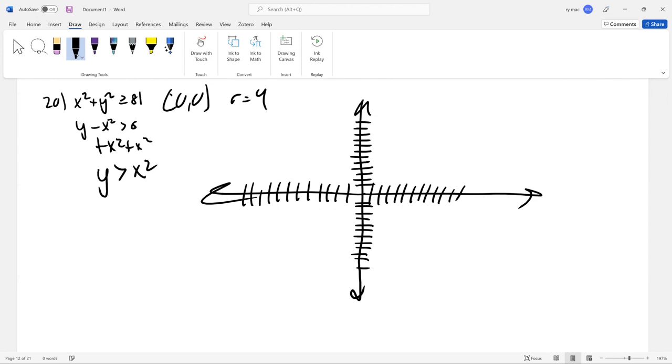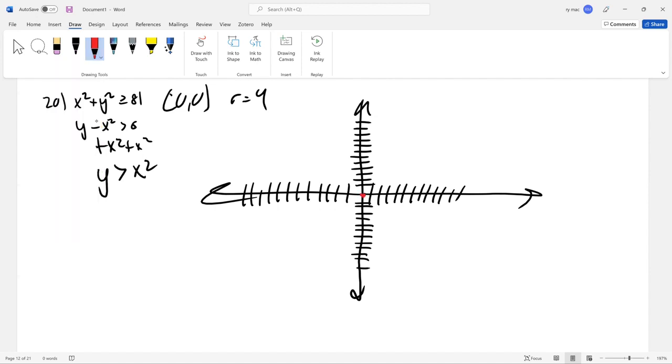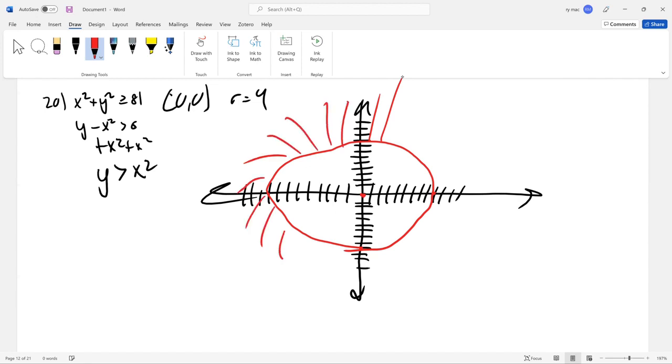So the first one I'll do is my circle. It's at 0, 0, so I can put that one. But then I'll have to go out 9 sides. This is not going to be a pretty circle. And then since it's greater than this circle, I'm going to shade on the outside. So this will kind of look like a little bit of a sun.